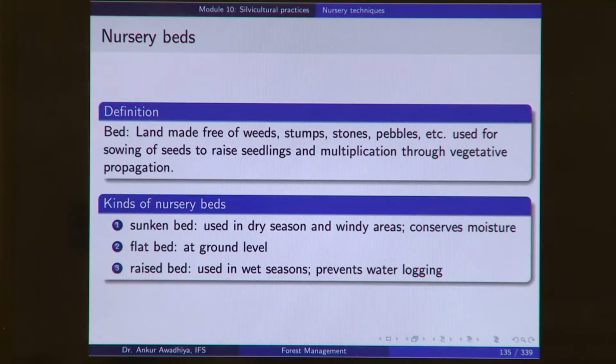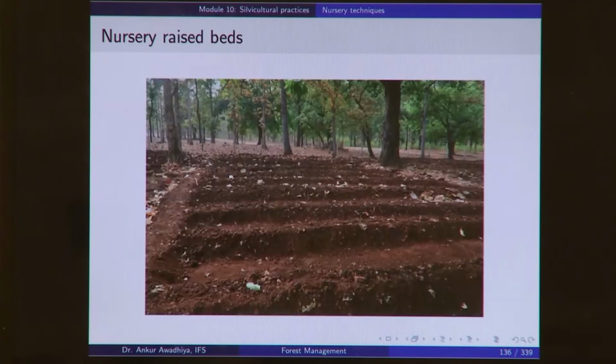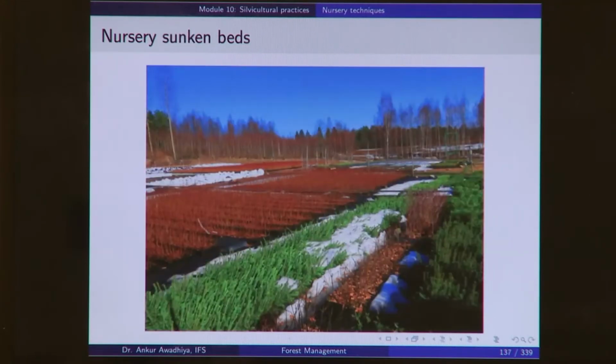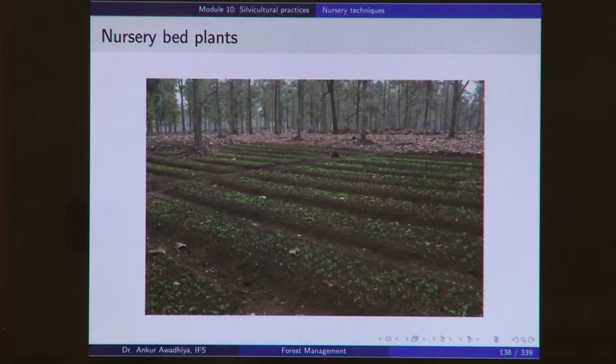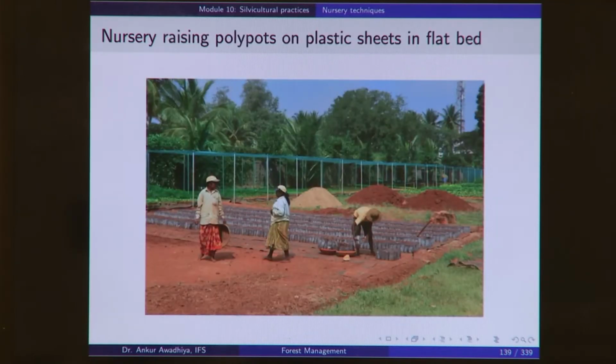Nurseries have nursery beds, where a bed is defined as a land that is made free of weeds, stumps, stones, pebbles, etcetera, used for sowing of seeds to raise seedlings and multiplication through vegetative propagation. We have three different kinds of beds. A sunken bed is used in dry season and windy areas because it conserves moisture. A raised bed is used in wet seasons to prevent waterlogging. And a flat bed, which is at ground level, is used in average sorts of conditions. Here we have raised beds, sunken beds, the plants in the beds. This is a nursery raising polypots on plastic sheets in a flat bed.